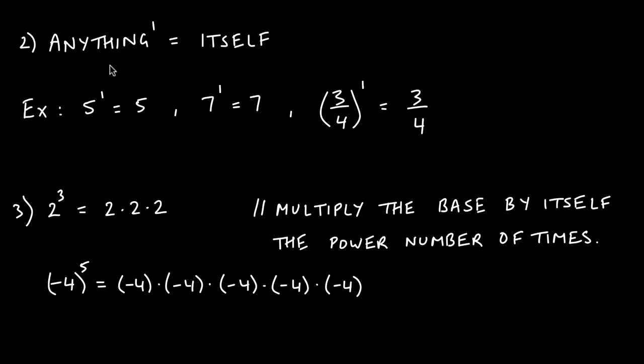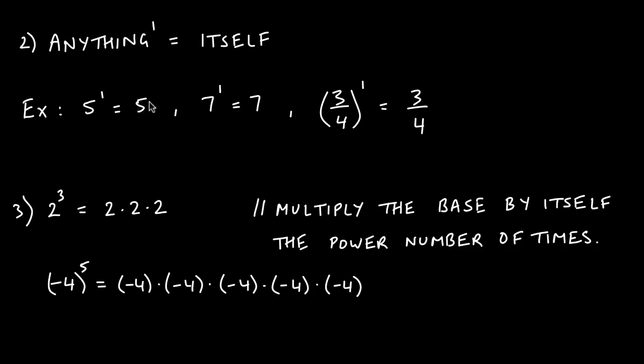Next fact we should remember is that anything raised to the 1st power is always itself. Here we don't really have a restriction in that the base cannot be 0. 0 raised to the 1st power is 0. 5 raised to the 1st power is 5. 7 raised to the 1st power is 7. 3/4 raised to the 1st power is 3/4. This is the way this fact is typically introduced. I almost prefer it the other way around, because going in from right to left is the direction that students find most difficult.